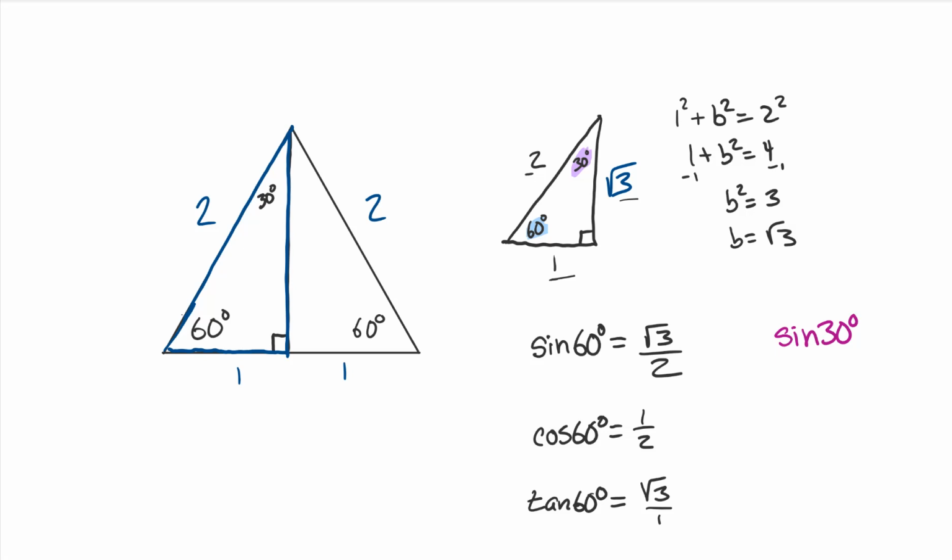Well, let's look. What's the opposite from 30? That's 1 over 2. So sine of 30 must equal 1/2. Oh, weird. That's what cosine of 60 equaled. Huh. There might be some sort of theorem.